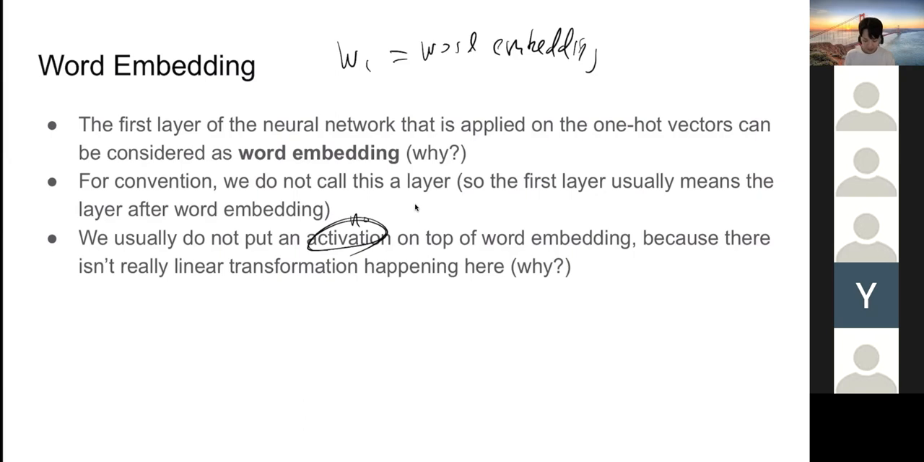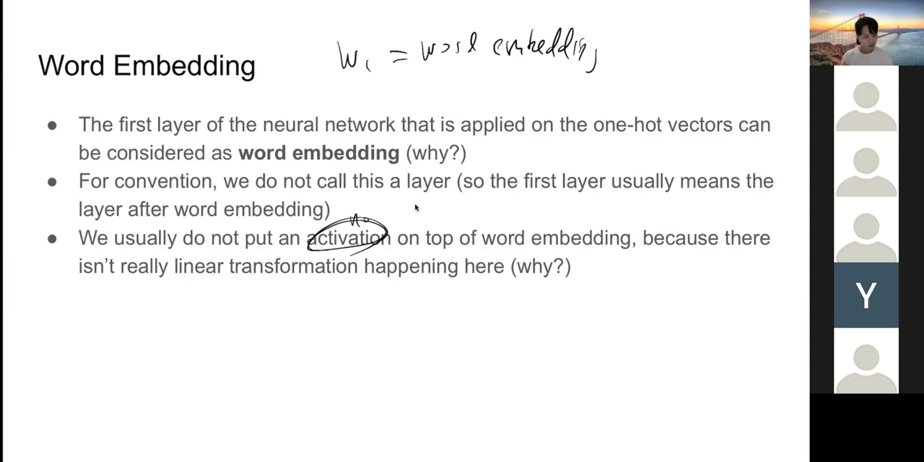And why is there no linear transformation? Because it's just a one-hot vector. You're not linearly adding things from different dimensions. So you're basically just bringing the vector corresponding to that dimension in that matrix. That's why there isn't any linear transformation happening in this linear layer. It's basically just a lookup. People call it lookup too, because it's kind of indexing.